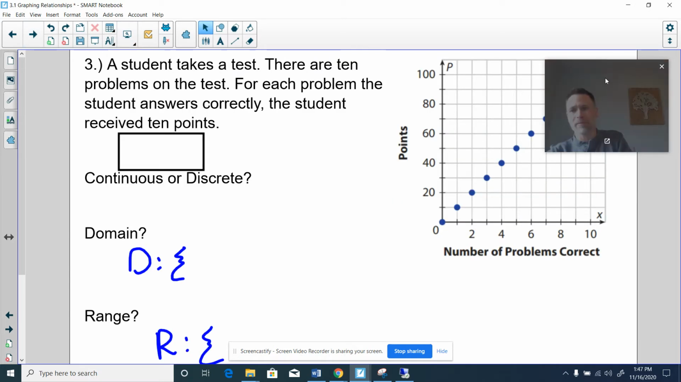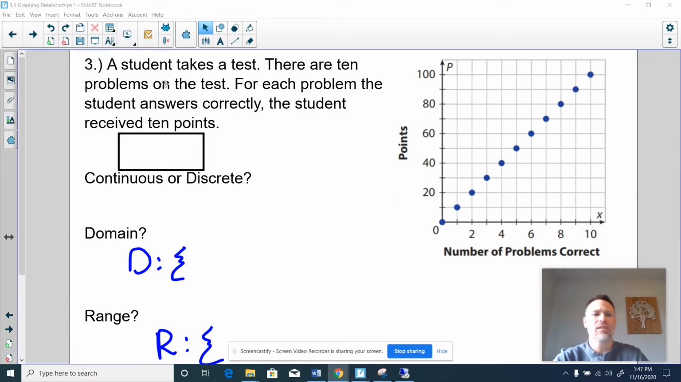All right, so let's dig into this. So the student takes a test. There are 10 problems on the test. For each problem the student answers correctly, he is receiving 10 points. All right, so the first question is: is this situation a discrete or continuous situation?